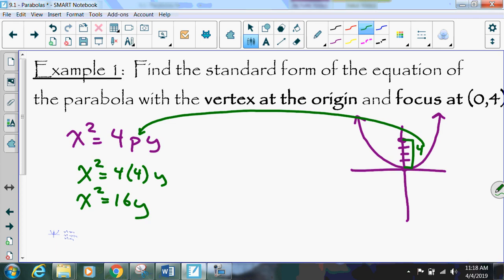I want you to not give in to the urge that says solve for y, because for parabolas as a conic section, this is our standard form. This is in simplified form. Don't go dividing both sides by 16. Stop. Leave it in standard form for the conic section parabola.